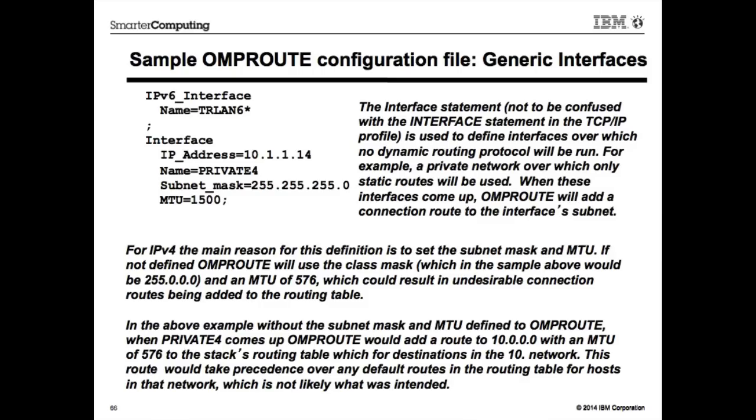And there's a third class of interface, which is called generic interfaces. These are interfaces over which no routing protocol is being run. And the reason you define them is to tell OMPROUTE the subnet. If you don't tell OMPROUTE the subnet, we'll use the class subnet. So for example, for the 10.1.1.14 interface, if you don't define it to OMPROUTE, OMPROUTE will define an MTU of 576 and a subnet mask of 255.0.0.0, and could add a route to the routing table directing all 10 network traffic to use this interface and use an MTU of 576, which is probably not intended. So by defining it to OMPROUTE, you prevent that. This would probably be an interface to a network where you're only using static routing. It's relatively rare, but it can happen.